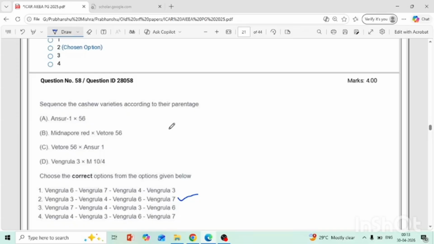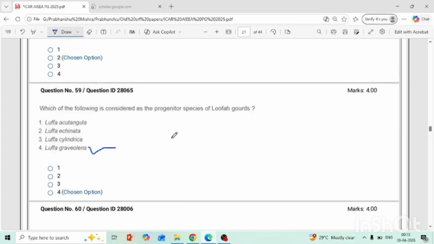Okay. Which of the following is considered a progenitor species of loofah gourd? Luffa graveolens. This is a simple question.